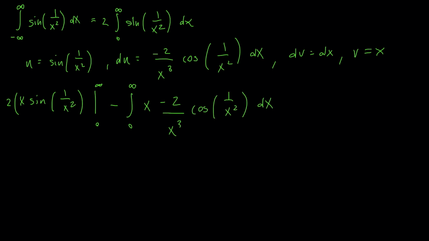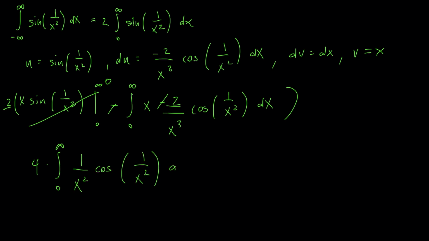dx. And in the limit, this will end up being 0. These will turn into a positive, and we have 2 times 2, which is 4. So we have 4 times the integral from 0 to infinity of x over x cubed, which is 1 over x squared, cosine of 1 over x squared dx.